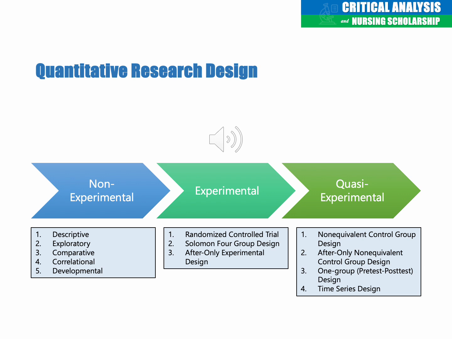Now let's talk about quantitative research design. The literature has broadly categorized them into three: non-experimental, experimental, and quasi-experimental. In the next few slides, we're going to discuss the different types of quantitative research design.